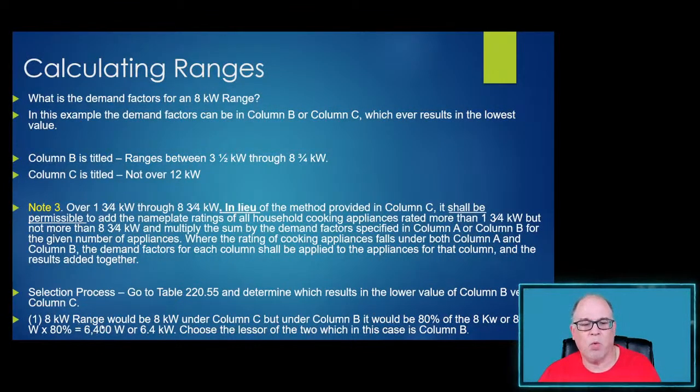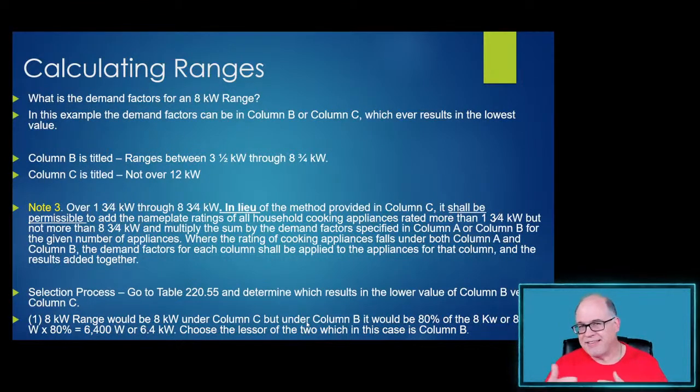All right, so in column 1, that range, that 8 kW range would be 8 kW under column C. Okay, so you could use the 8 kW, but guess what? You're permitted, in lieu of that, to now look in column B, because this range falls under column B. Now, what does that say? Well, we saw it was 80%. So I get to take this 8 kW and multiply that by 80%, and that gives me what? 6,400 watts, or 6.4 kW.